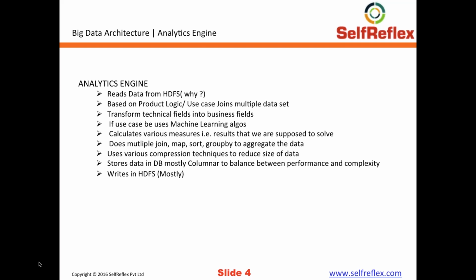Then this data is mostly compressed and used in some form of columnar database to balance between the performance and the complexity to serve the publisher. Of course, this data is also mostly written in HDFS, and the reason is to gain the advantage of the Hadoop and HDFS framework.